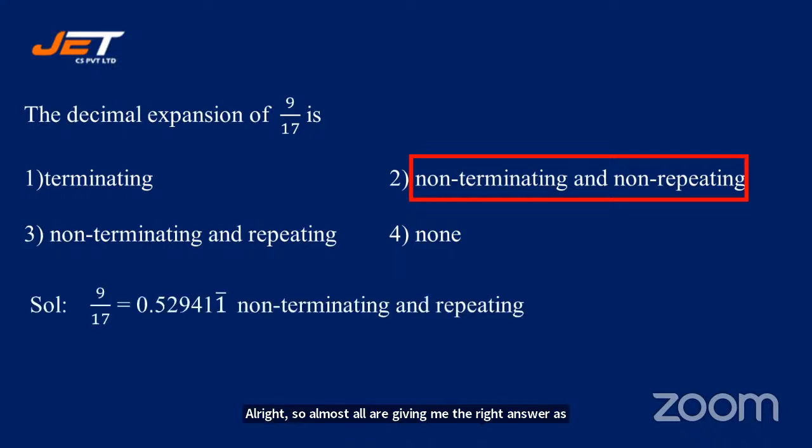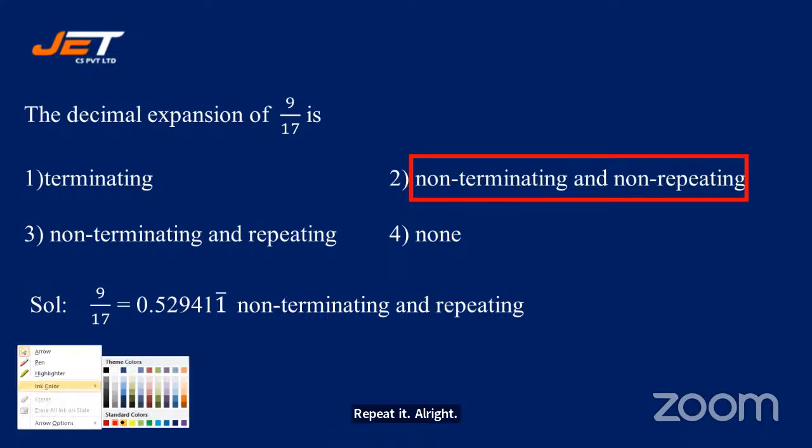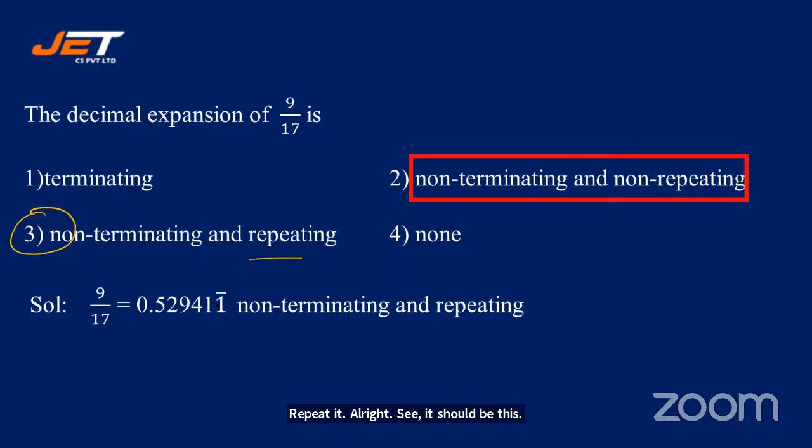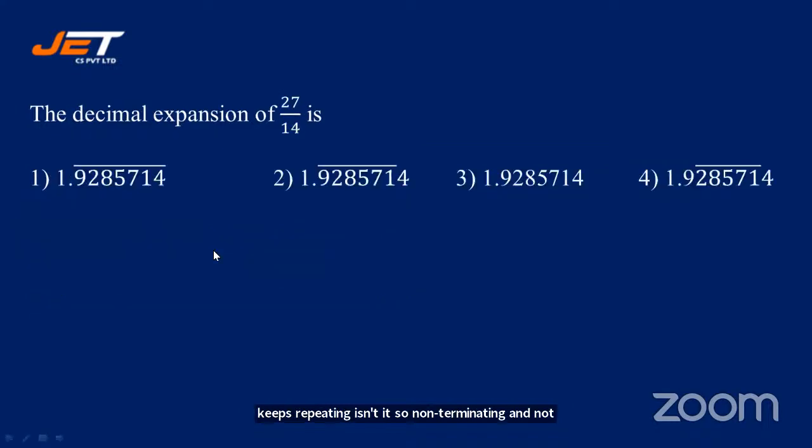Yes. See how we are getting 0.529411. So which is non-terminating and it is repeating. All right. So non-terminating and it is not repeating? It should be repeating. See, it should be this, because 1 keeps repeating, isn't it? So non-terminating and repeating, not option 2. All right, see the next question.